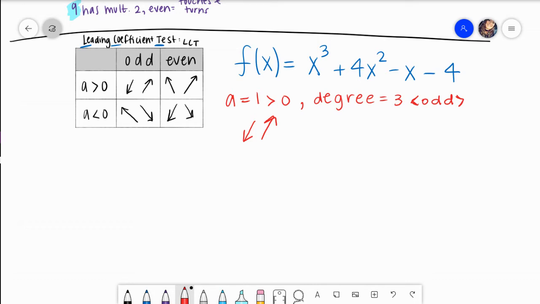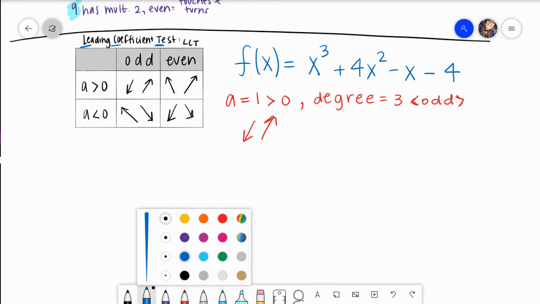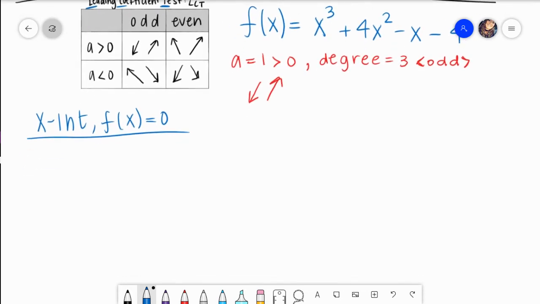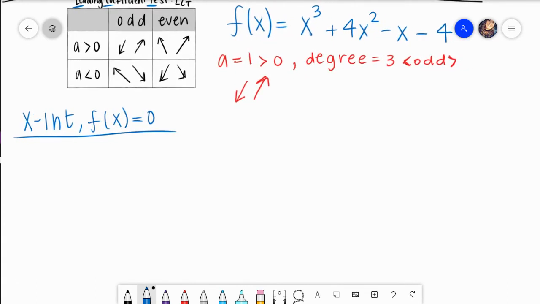Okay, so it wants me to find my x-intercepts, which we definitely know how to do. If we want to find our x-intercepts, this is where our function equals 0, and f of x is the same notation as saying y equals 0. So we make f of x equal 0: x cubed plus 4x squared minus x minus 4.